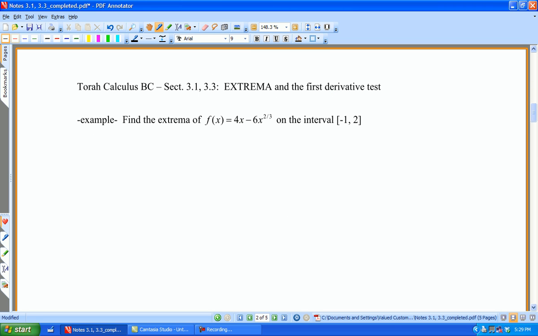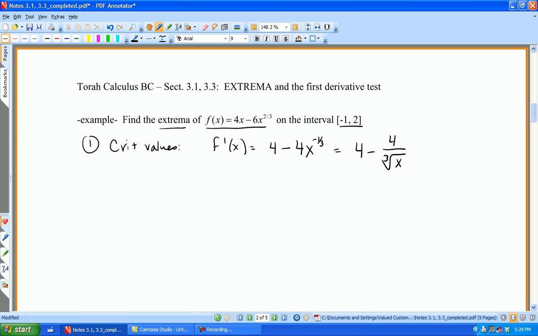Okay, find the extrema for this function on this interval. Again, number one, I find the critical values. So to find the critical values, I have to take the derivative. Take a moment, pause the video, and find the derivative of this. Okay, hopefully you got 4 minus 4x to the negative 1/3. Another way to write that is 4 minus 4 over the cube root of x.